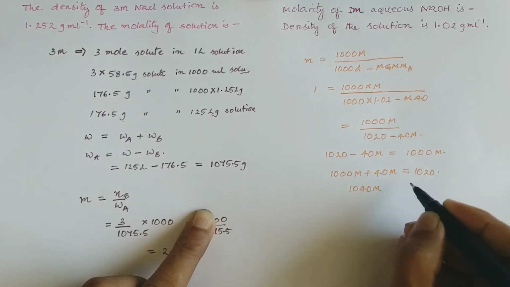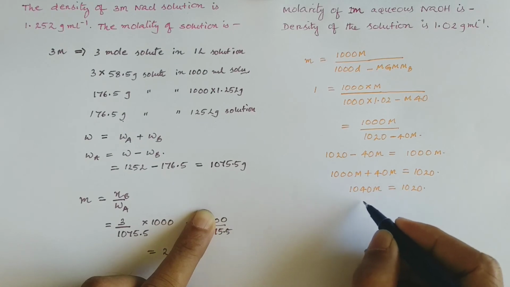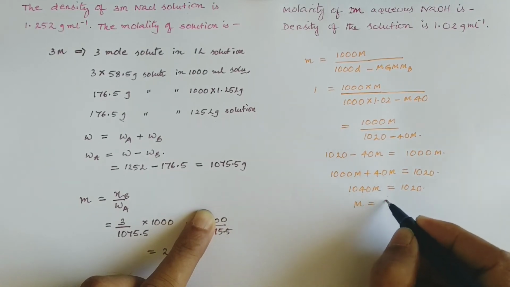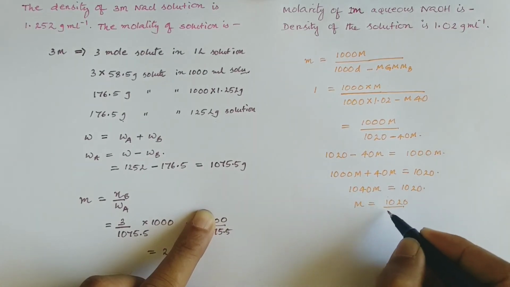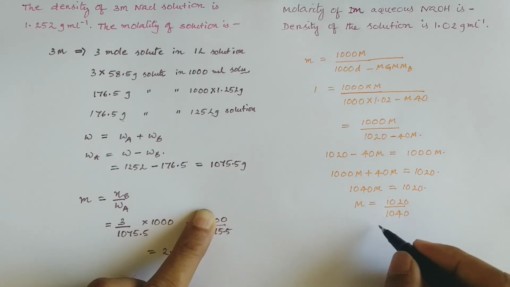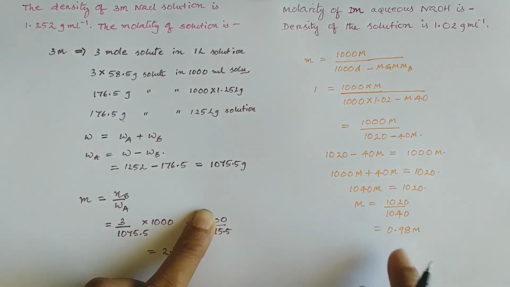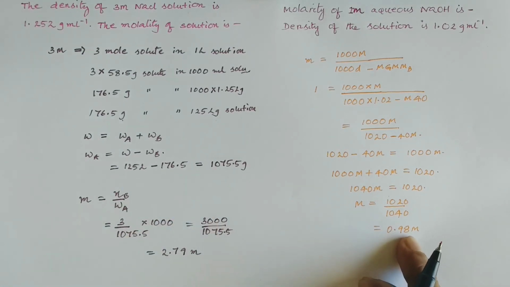So this is 1040 m is equal to 1020, or molarity is equal to 1020 by 1040. Okay, so if you calculate, you will get 0.98 molar, 0.98 mole per liter. Okay, that is the answer.